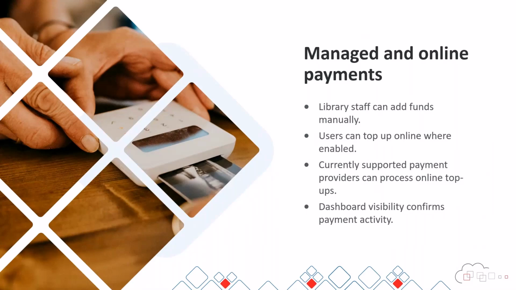Now, the second option is an online top-up model where users can add funds themselves through one of the currently supported payment providers if that option is enabled by the library. Now, this gives the organization flexibility. Some sites may want staff to stay involved in payments, whilst others may prefer a more self-service approach. Here, payment is linked to the user's print activity, which is very important, helping the library control costs and avoid unclear or unpaid usage.